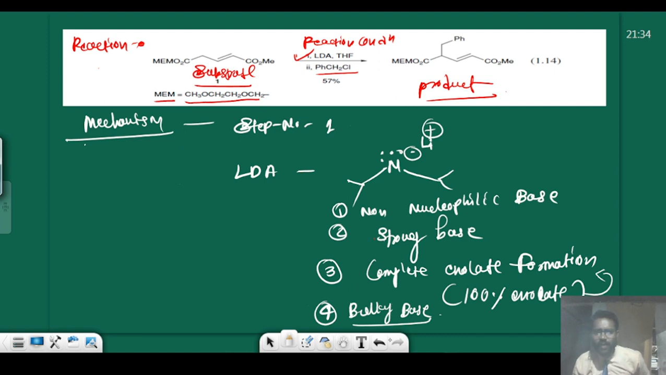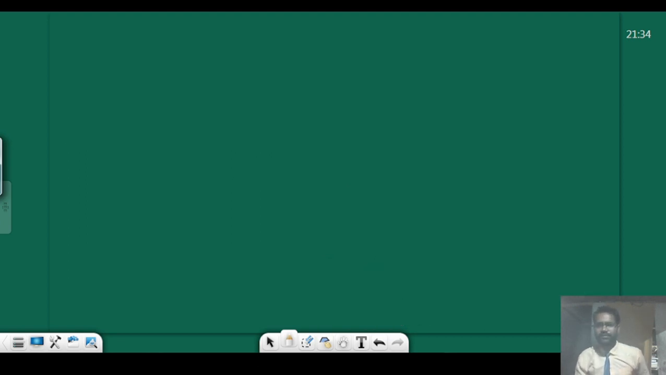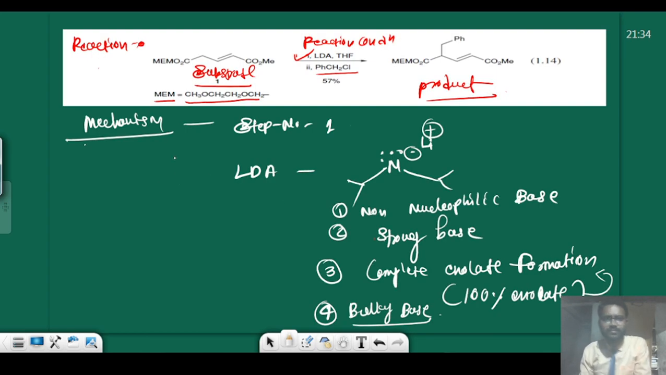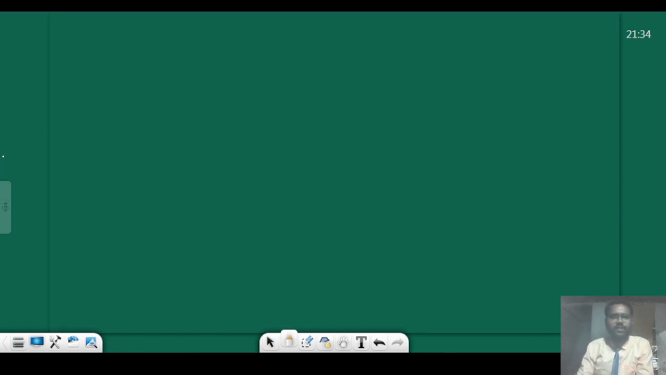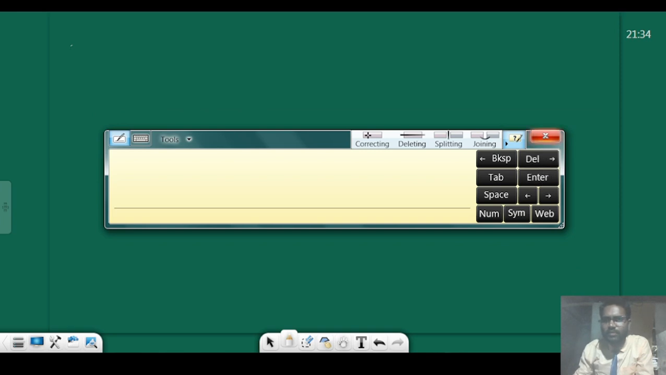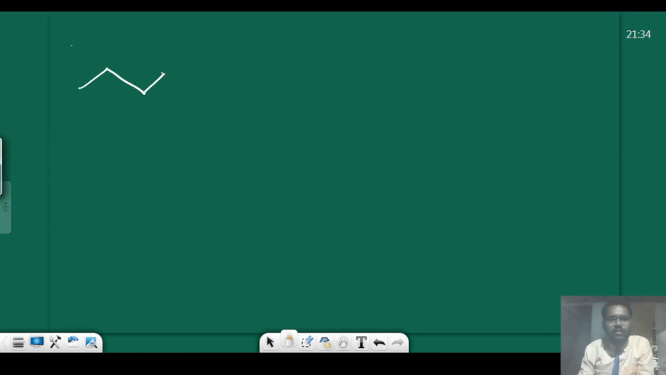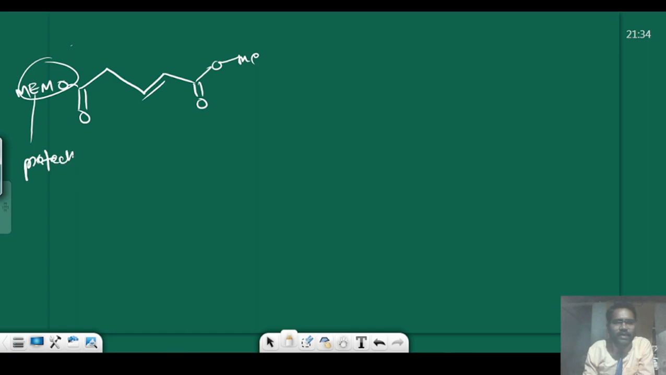So let us discuss the mechanism. Step number one is formation of enolate anion. I will remove these and write the substrate. So this is our substrate, C double bond O, OMe, and here also C double bond O, OMEM, where MEM is the protecting group. Okay, we are discussing step number one.